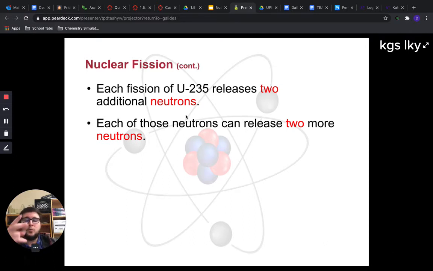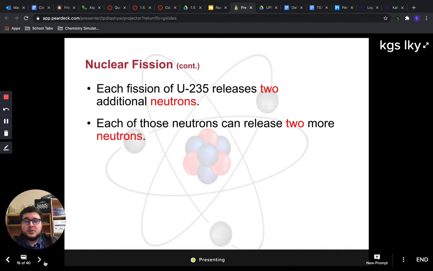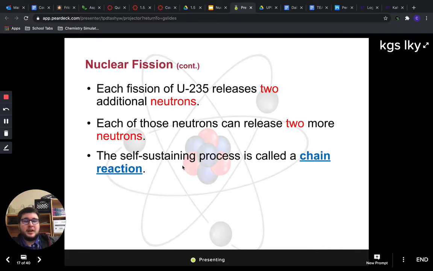So if I start with 1 neutron and I hit a uranium-235 atom and it splits and creates 2 neutrons, then this neutron will hit another atom and this neutron will hit another atom, and each of those will create 2 more neutrons. You can see how after I get more and more reactions going, I have more and more neutrons to bump into other atoms. So it grows pretty quickly. This self-sustaining process is called a chain reaction. All I have to do is get one of them going, and the rest fall into place.